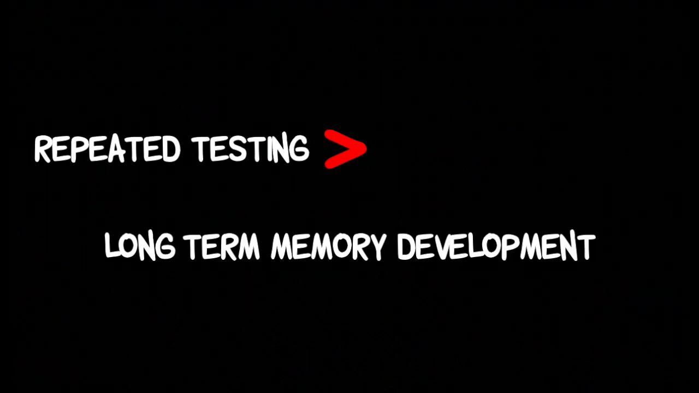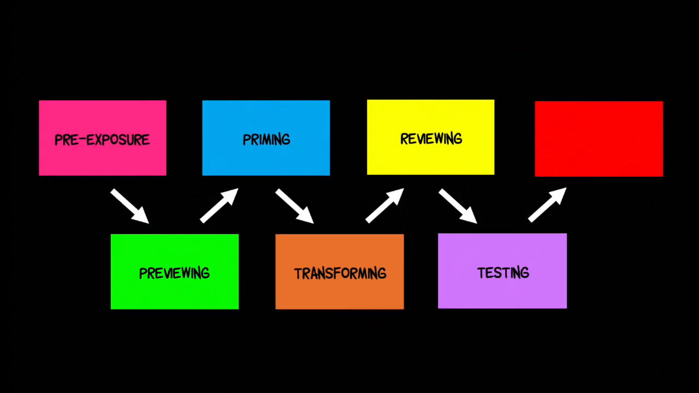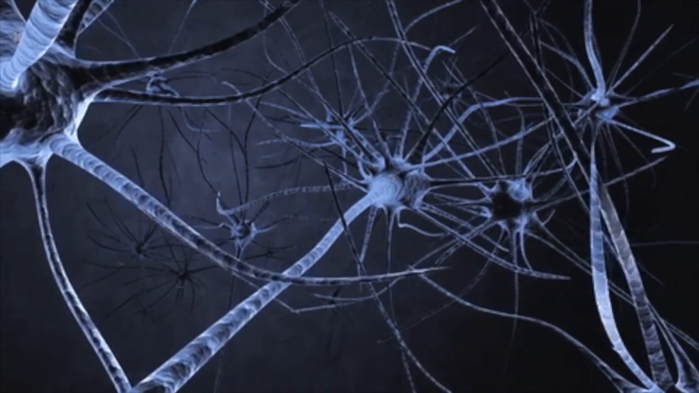Studies have shown that repeated testing, where students are asked to regularly recall the same information, is more beneficial to long-term memory development than repeated studying. When presenting information over a period of time, we should not simply repeat the information in each learning session, but rather work with the information in a series of pre-exposure, previewing, priming, transforming, reviewing, testing, and revision. This provides students with the time to construct and maintain the neural networks needed to retain their learning.